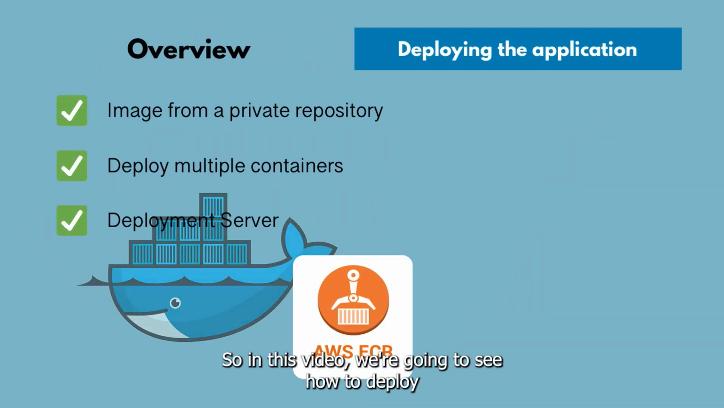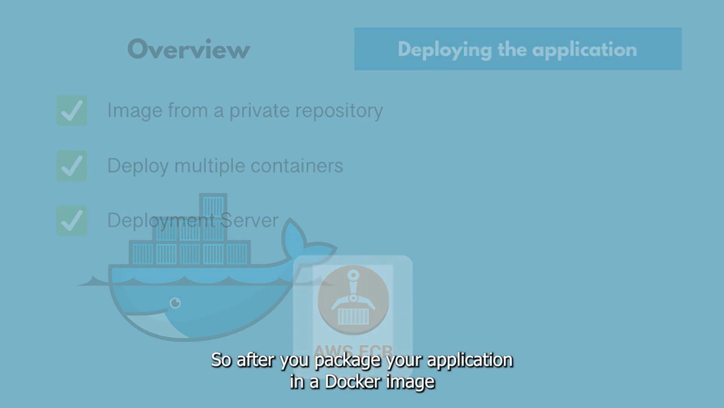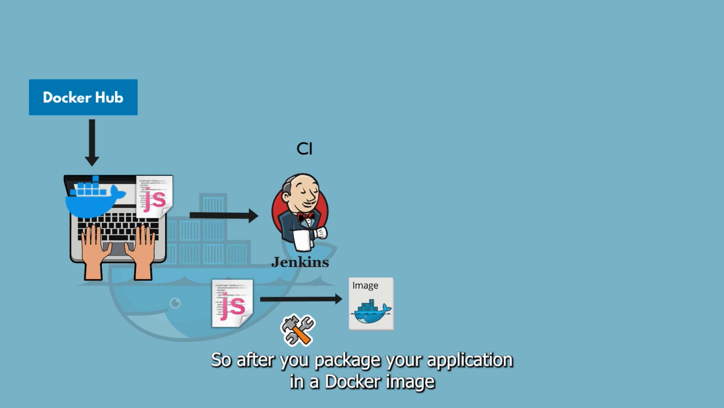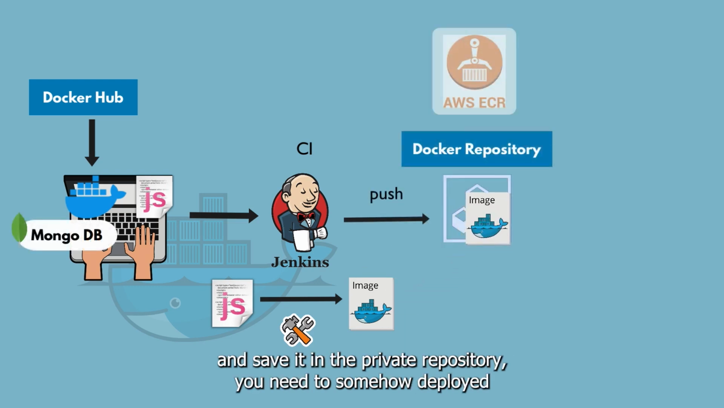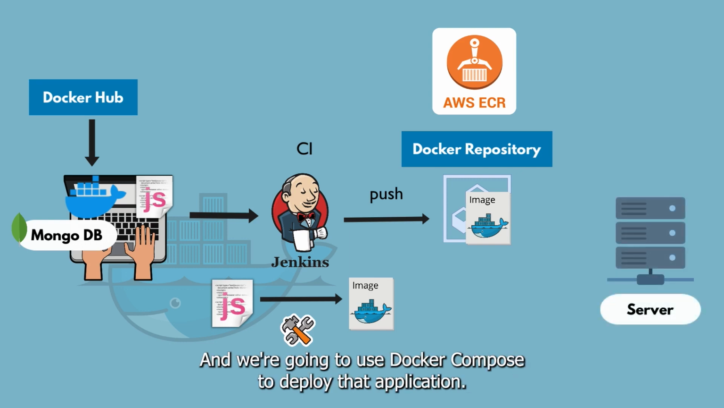So in this video, we're going to see how to deploy an application that we built into a Docker image. After you package your application in a Docker image and save it in the private repository, you need to somehow deploy it on a development server or integration server or whatever other environment. And we're going to use Docker Compose to deploy that application.